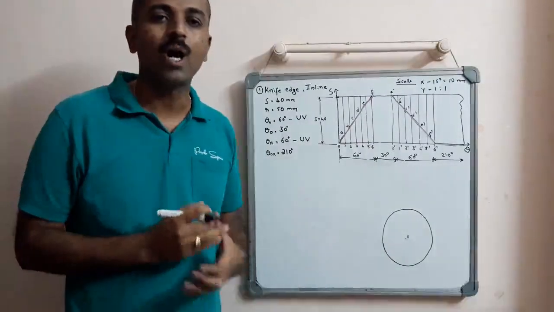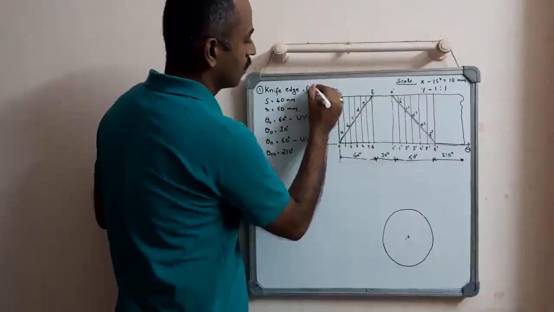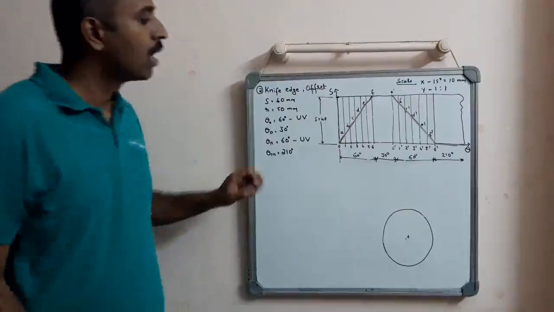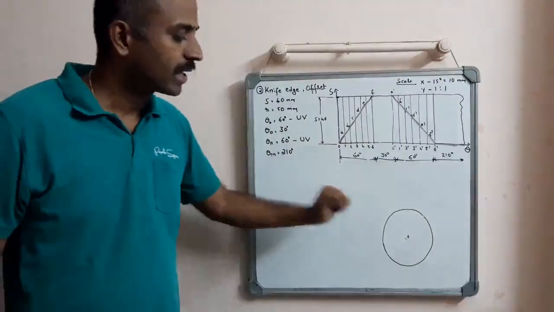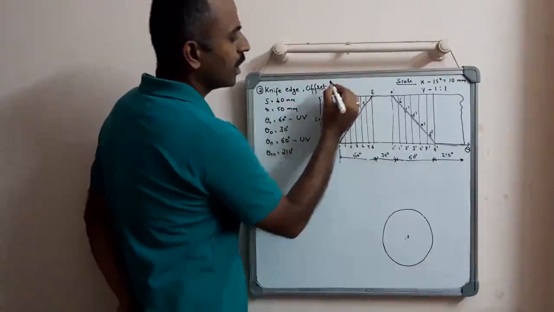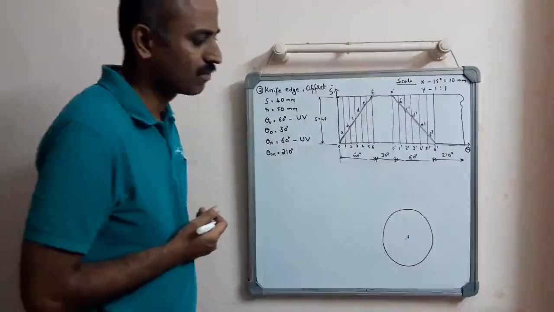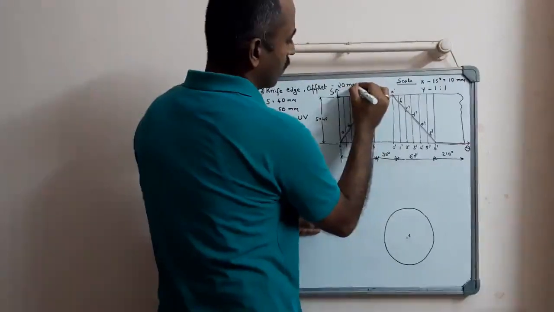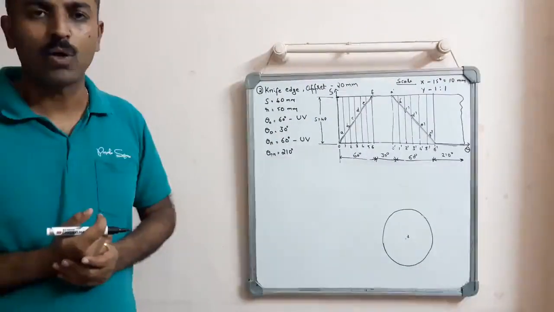Now let us see how to draw the cam profile for offset follower. The displacement diagram will remain the same. Now coming to the cam profile. Immediately after writing offset, we need to mention by what distance the follower is offset from the cam axis, which is 20 mm. The offset given for the follower is 20 mm.